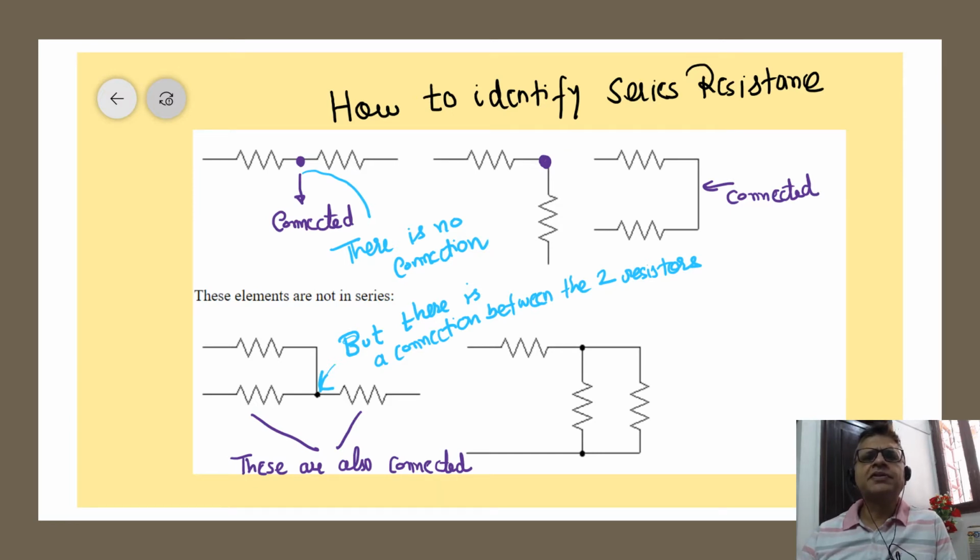Now, series resistors are connected one after another. So one resistor ends and then the second resistor starts. So they're connected one after another. That is why the word series. But still, we have confusion as to what constitutes series resistors.